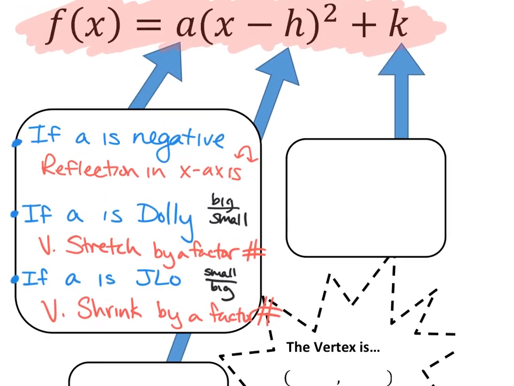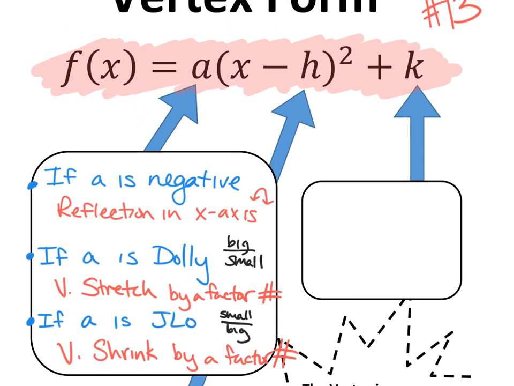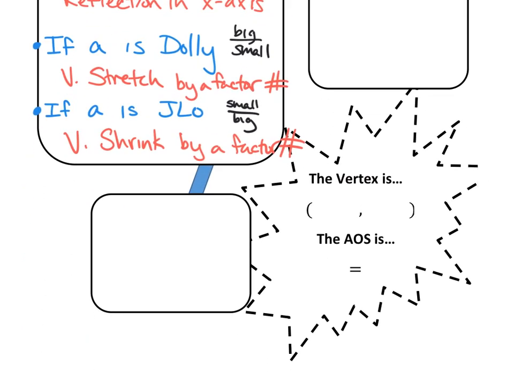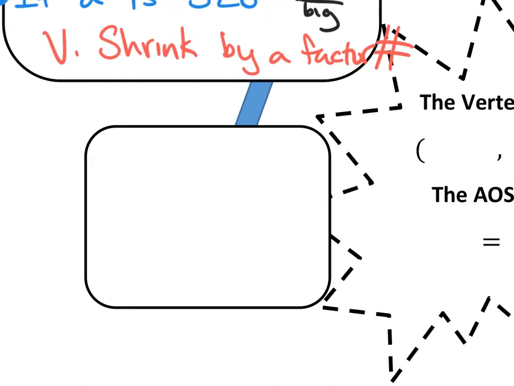Where is the H value? Inside the parentheses after the x. After the x, it's added or subtracted, and it is specifically inside the parentheses. What do we know about things that happen inside the parentheses? Horizontal translation. They're horizontal, and they're inside the parentheses, and they're opposite. So we will say that these on the inside are going to be a horizontal translation. It's going to let me know how much it moves to the right or to the left.